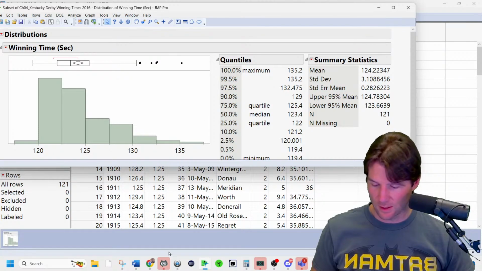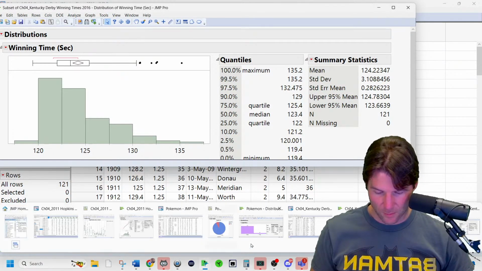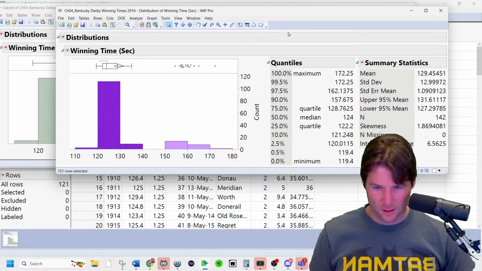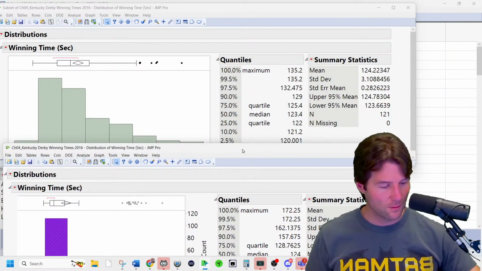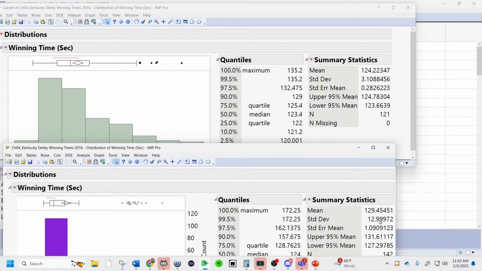I think I deleted the old data set, or no, because I subset it. I have to bring the other one up. And there's the old data. The mean was 129, and now the mean is about the same. Standard deviation was 13, and now it's 3. The standard deviation decreased by 10.